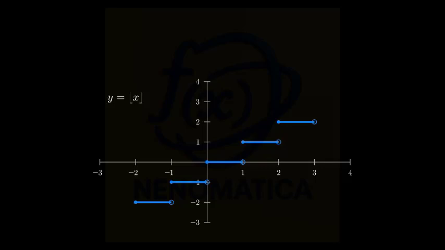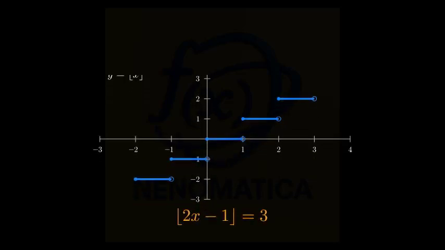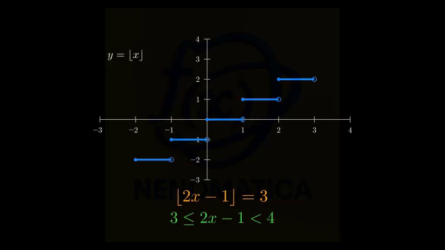Now, let's solve our example together. We want to solve floor of 2x minus 1 equals 3. We will turn the floor equation into a compound inequality using our rule. By the rule, floor of something equals 3 means that expression is at least 3 and strictly less than 4. So 3 is less than or equal to 2x minus 1, and 2x minus 1 is less than 4.